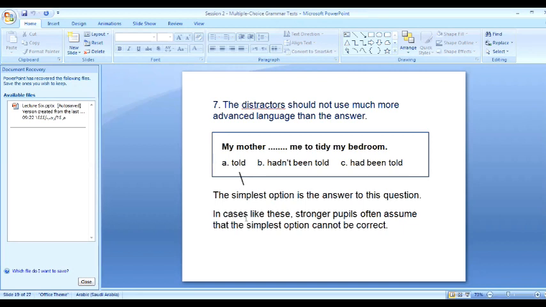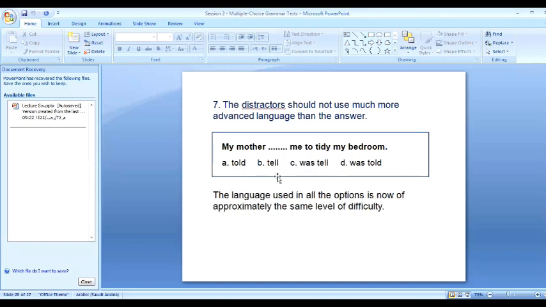So in cases like this, stronger pupils often assume that the simplest option cannot be the correct one. So in this case, the strongest student might just choose B or C. They put in their mind that this simple one cannot be the answer. So that's why, in a good multiple choice grammar test, the distractors should not use much more advanced language than the answer.